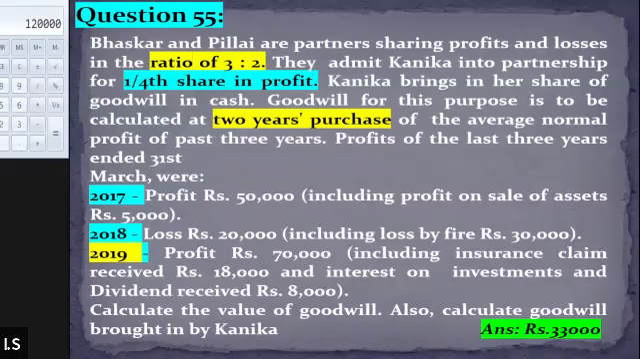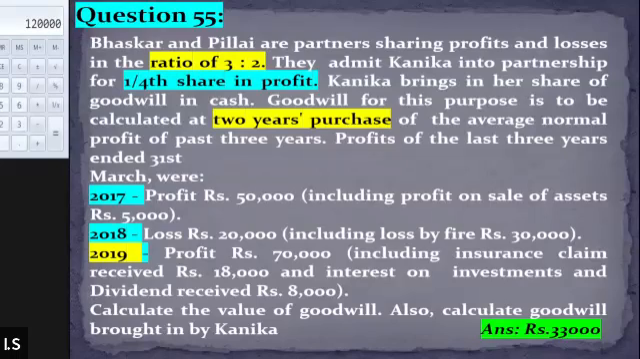Bhaskar and Pillai are partners sharing profit and losses in the ratio of 3:2. They admit Kanika into partnership for 1/4 share in profit. Kanika brings in her share of goodwill in cash. Goodwill for the purpose is to be calculated at 2 years purchase of the average normal profit of the past 3 years. So the last 3 years' profit is given to you.